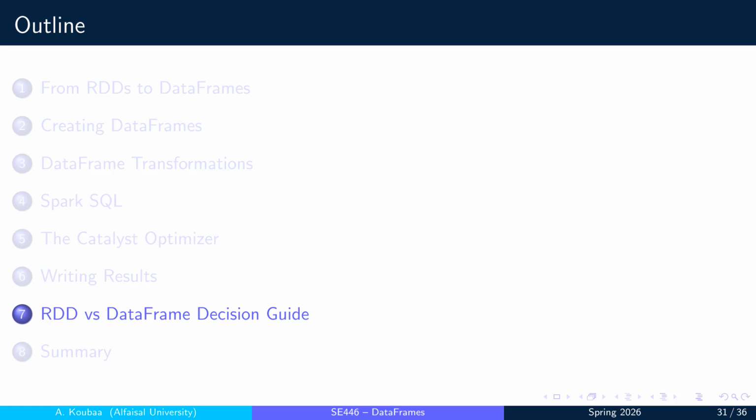We will then see how Spark SQL leverages this structure and demystify the Catalyst optimizer that makes it all so fast. Finally, after covering how to write results, we will provide a clear decision guide to help you choose the right tool for your specific problem.